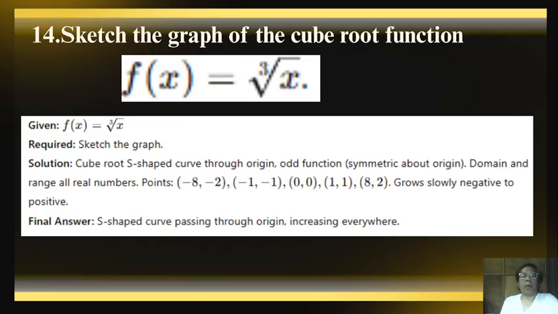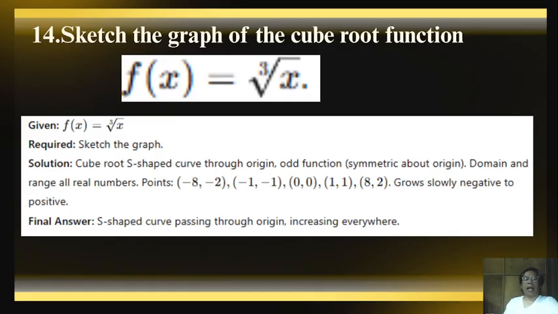So we have the points (-8, -2), (-1, -1), (0, 0), (1, 1), (8, 2). It grows slowly, from negative to positive. So our answer would be an S-shaped curve passing through the origin, increasing everywhere.